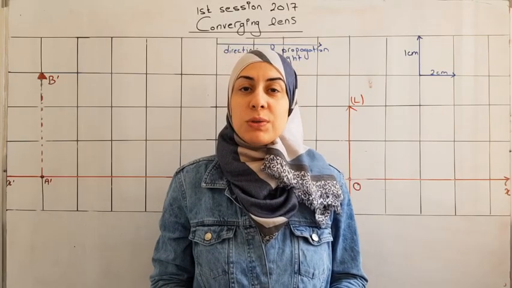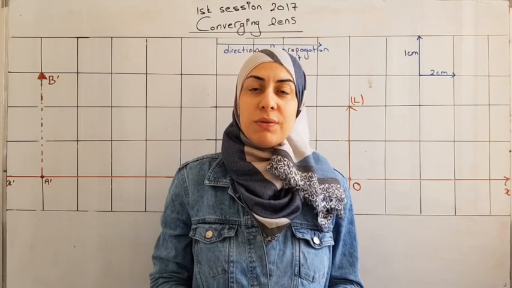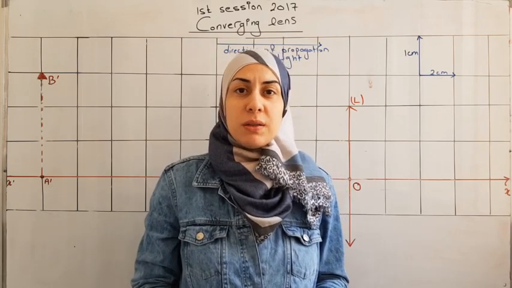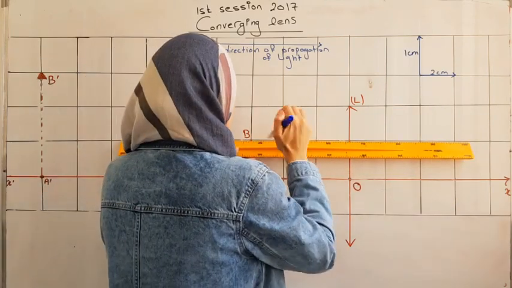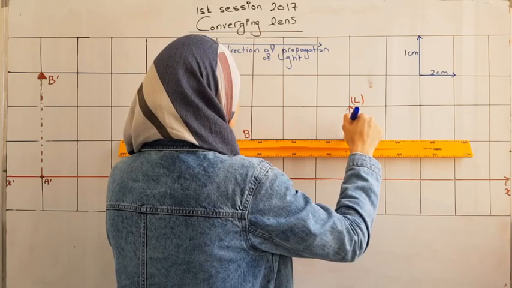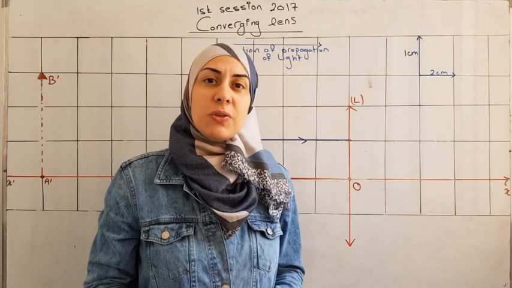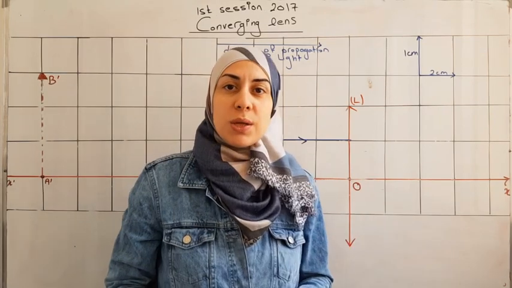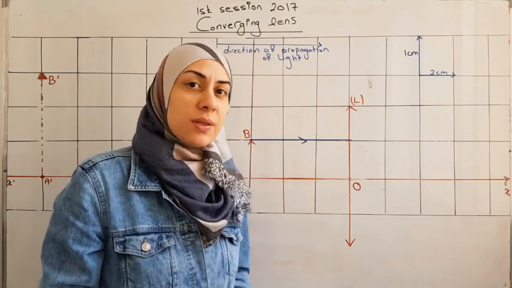In this part we want to determine the position of the image focus F prime by drawing a ray of light issued from B and parallel to the optical axis. Light that is parallel to the optical axis continues passing through F prime, but we don't have F prime yet. So how do we continue this ray?